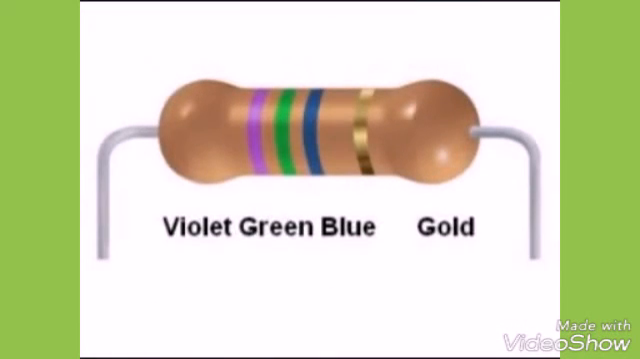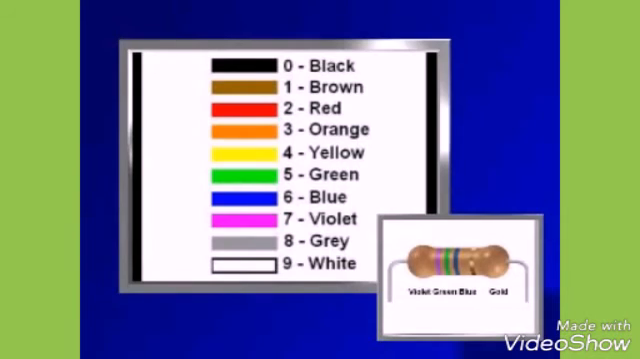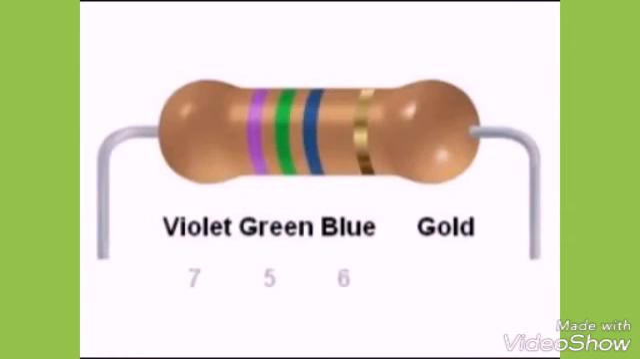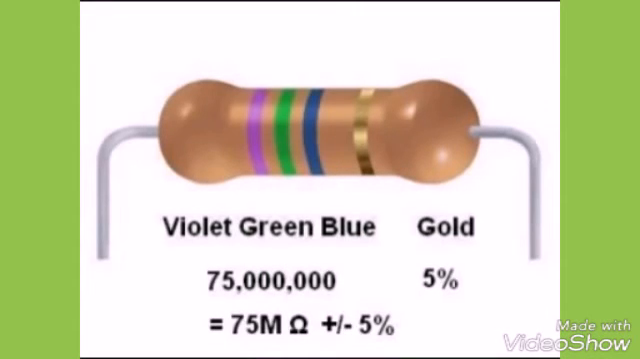Another example: violet, green, blue, gold. This is the code 756, or 75 with 6 zeros after it. That is 75 million ohms. Or we can call it 75 mega ohms, or 75 M ohms for short. Notice the capital letter M.